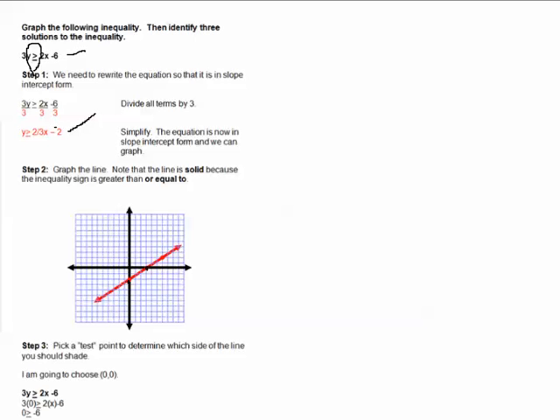Step 3, pick a point not on the line. Well, 0, 0 is not on the line. That's an easy one to pick. So I'm going to say 3 times 0 is greater than or equal to 2 times 0 minus 6. So this is 0 greater than or equal to minus 6. Is this true? And the answer is yes, that is true, Mr. Green, because 0 is greater than -6. So I would shade the side of the line that has 0, 0 on it. And I get to break out my crayon and color a little bit. Woohoo!